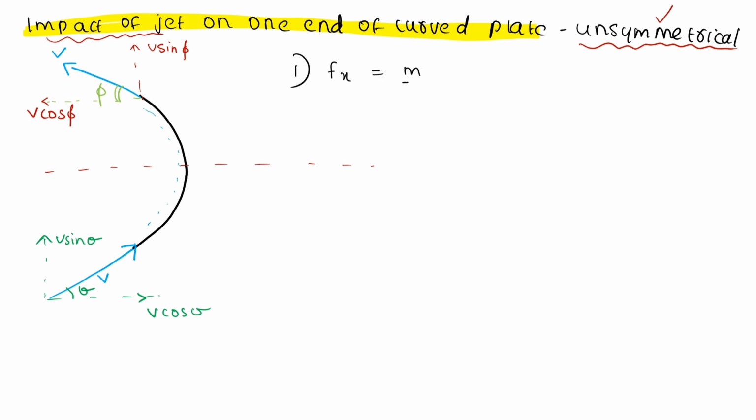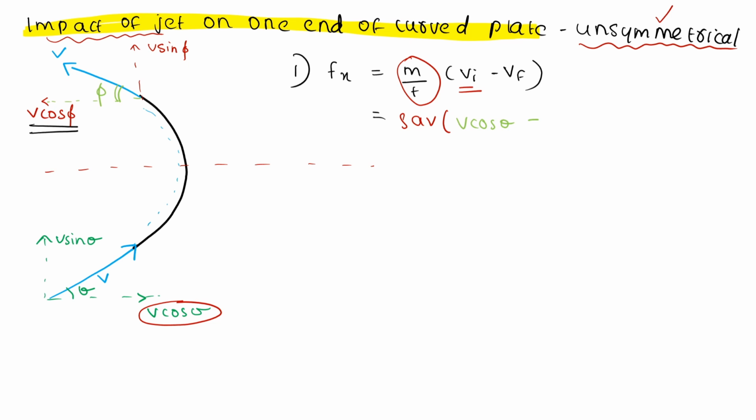So the equation is m by t into initial velocity minus final velocity. M by t I can directly write as rho a v, and I have to find the initial velocity along the x direction. This is the initial velocity, that is v cos theta, minus our final velocity along the x direction, which is v cos phi. Since this is in the opposite direction, I have to put a negative sign here. So our final velocity is minus v cos phi. So I can write rho a v into v cos theta plus v cos phi.